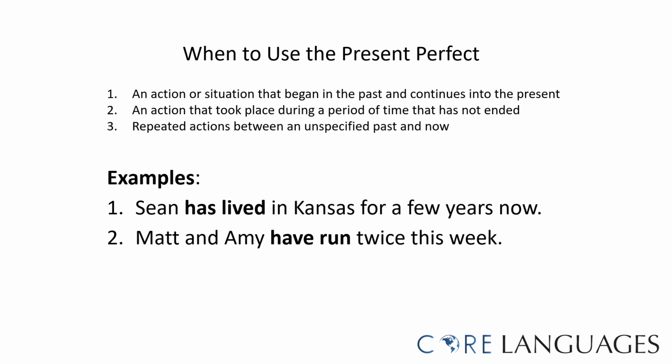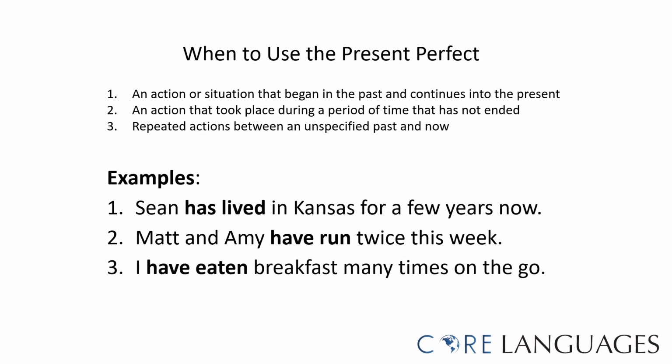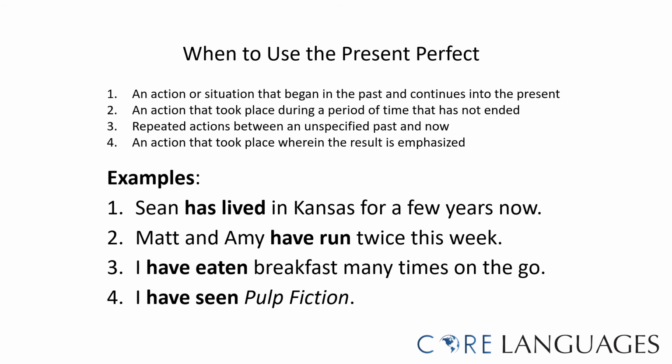We also use the present perfect for repeated actions between an unspecified past and now. For example, I have eaten breakfast many times on the go. That means I have eaten breakfast on the go in the past and still do today. We also use the present perfect for an action that took place where the result is emphasized. For example, I have seen Pulp Fiction.